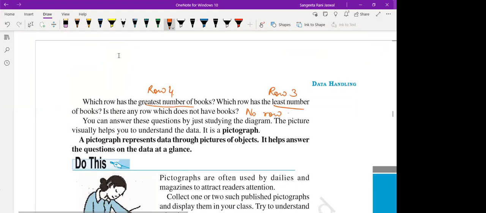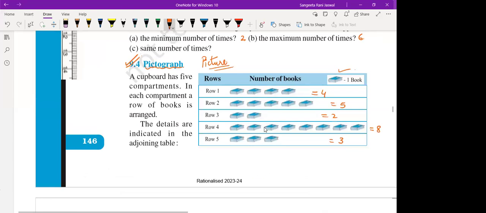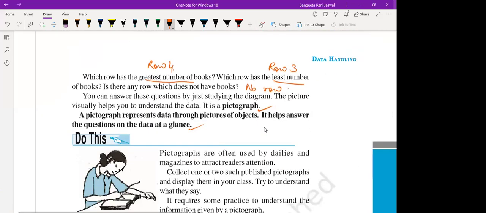Can you answer these questions by just studying the diagram? The picture visually helps you to understand the data. That's a pictograph. A pictograph is something which you visualize with the help of pictures. The pictograph represents the data through pictures of objects. This helps answer the questions on the data at a glance. So just by looking at the graph, you can quickly make out, no? Yes, ma'am.